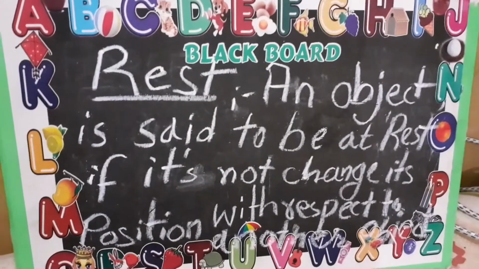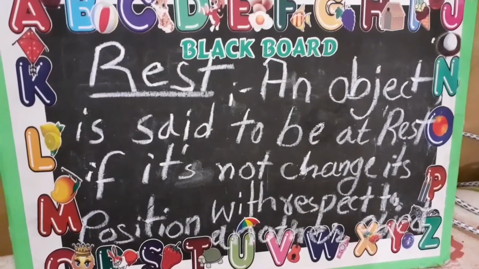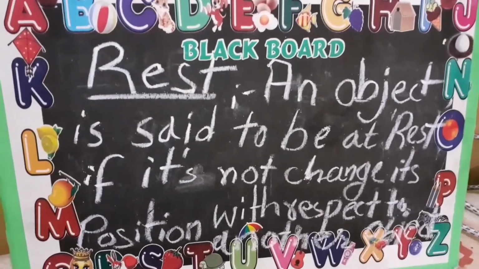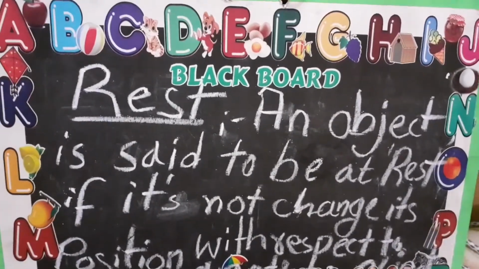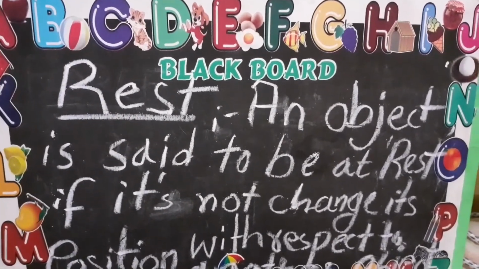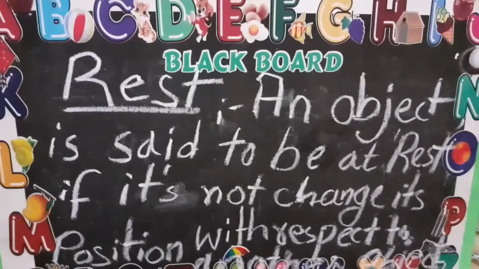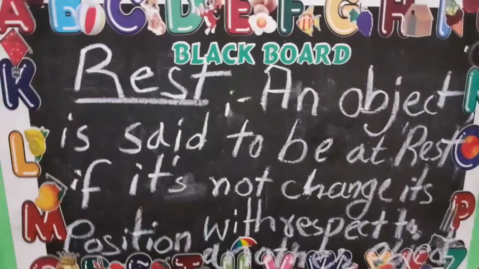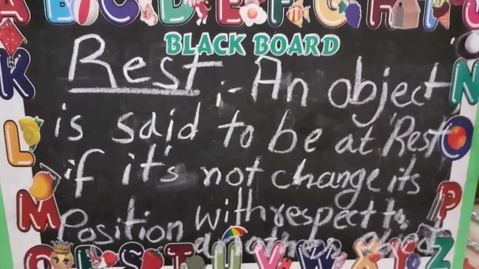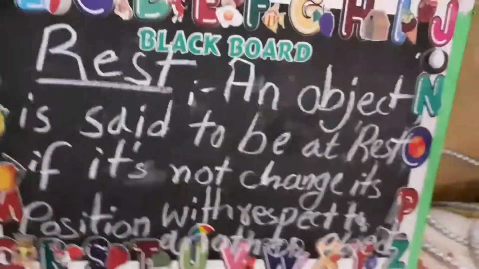Then we say that the object is in rest. An object is said to be in the position of rest when it does not change its position with respect to another object or with respect to its surroundings. So it is a rest.